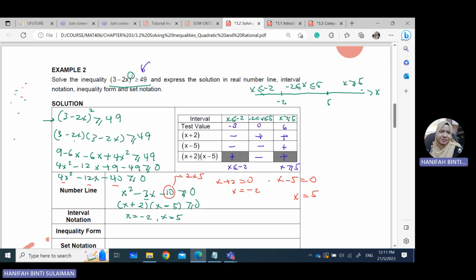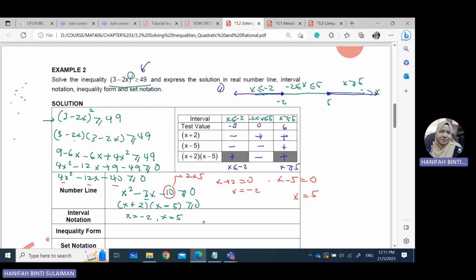So it is actually soalan dia macam ni lah. Apakah nilai-nilai x yang akan menjadikan 3 minus 2x to the power of 2 is always greater than or equal to 49. So nilai-nilai x adalah kurang daripada negatif 2 dan juga lebih besar daripada 5. Okay, so this one dalam number line yang ini. So the values of x is less than negative 2 and x is greater than 5. Ini number line, number 1.